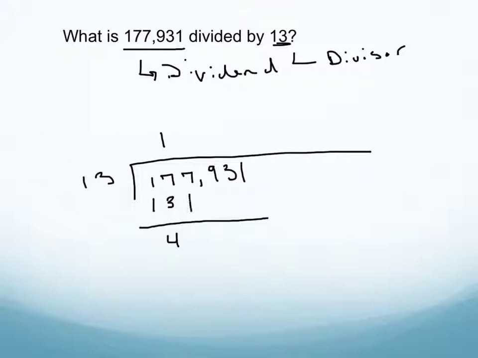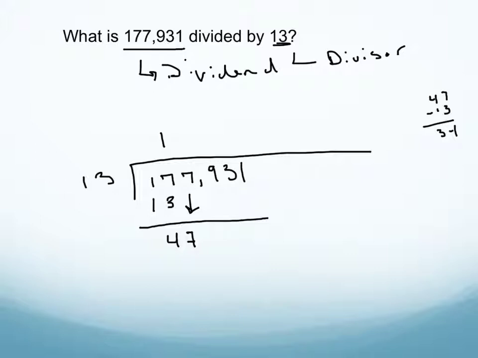The next thing we want to do is bring down the next number, which is 7. So we go ahead and ask ourselves the same question. How many times does 13 go into 47? Now we know that 13 does go into 47, but if we take 47 minus 13, we're left with 34. 13 does divide into 34, so 1 is not enough.